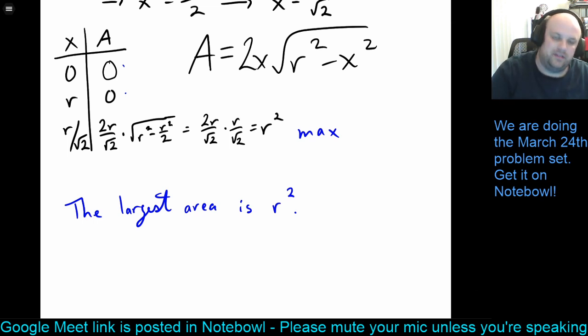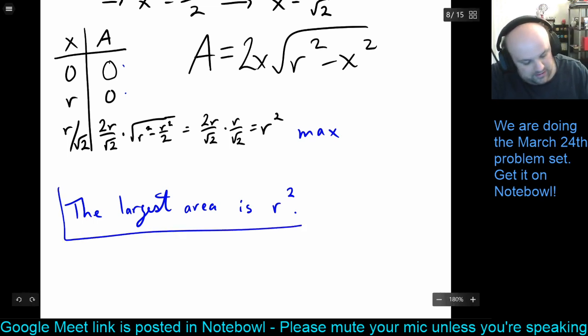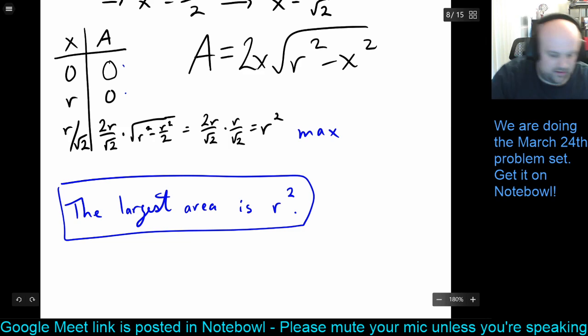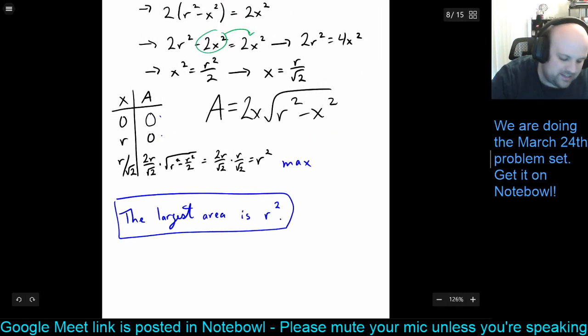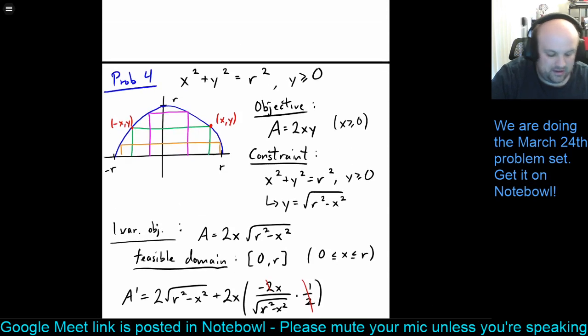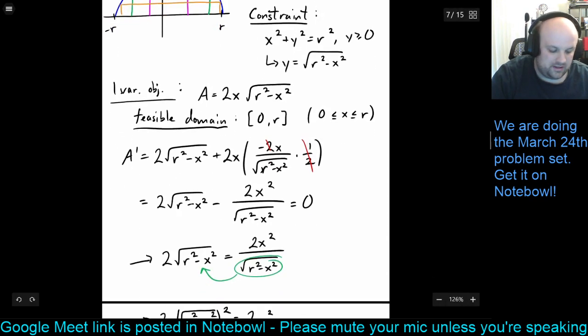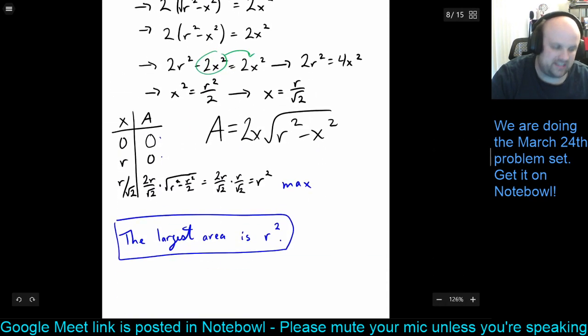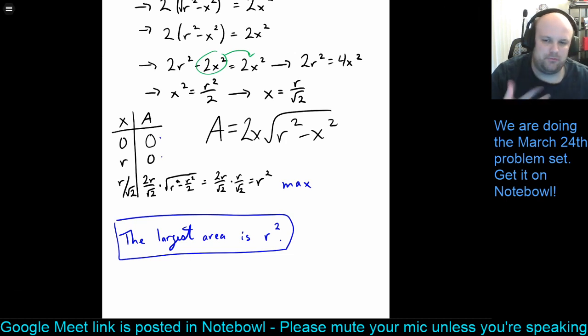Right? And that's a little bit interesting, at least to me here. The area of this thing is pi over 2 r squared, because it's half a circle. And the largest rectangle we can fit in is basically just removing the constant that has to do with the circular nature of it. I just think it's kind of neat how that works out.